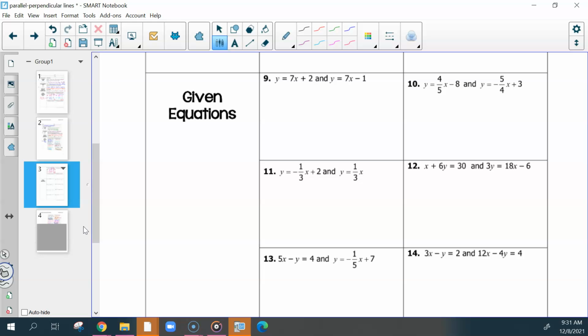So for the equations, they're kind of like the ones we did this morning or earlier in the papers you have. Look at your slopes, and if they're already in slope-intercept form, you can see if they're parallel, perpendicular, or neither. So for number 9, will these be parallel, perpendicular, or neither? Parallel. They have the same slope, but they have different y-intercepts.